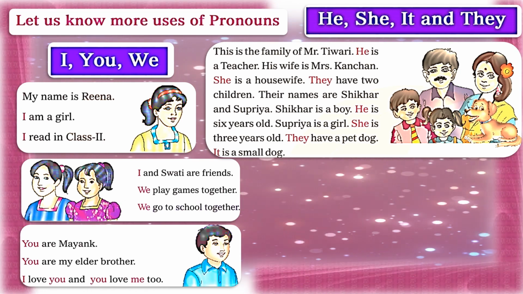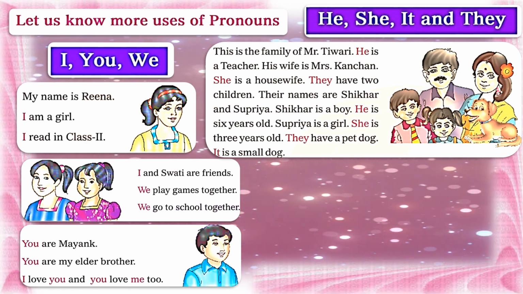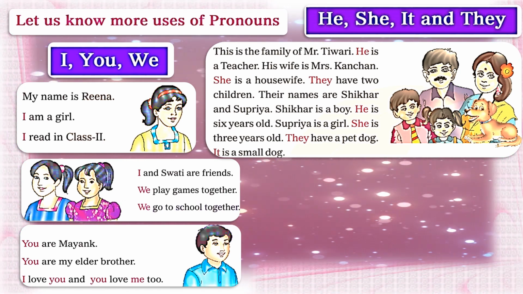Shikhar is a boy. He is 6 years old. Supriya is a girl. She is 3 years old. They have a pet. It is a small dog. So here, he, she, they, it. Hope you understand where they have been put properly.